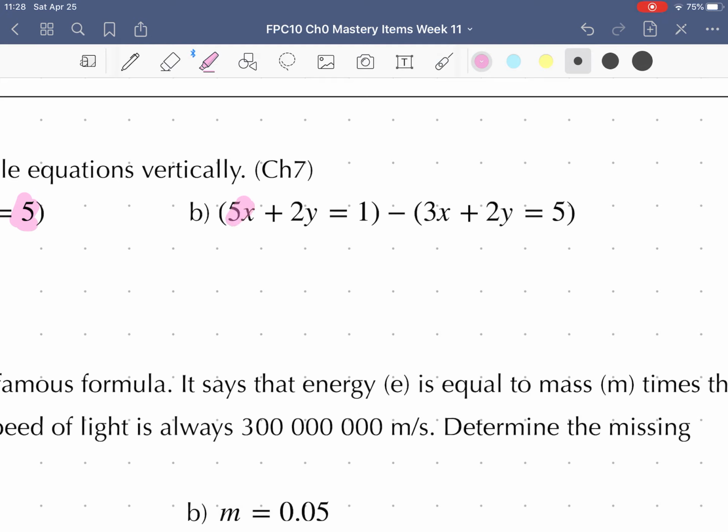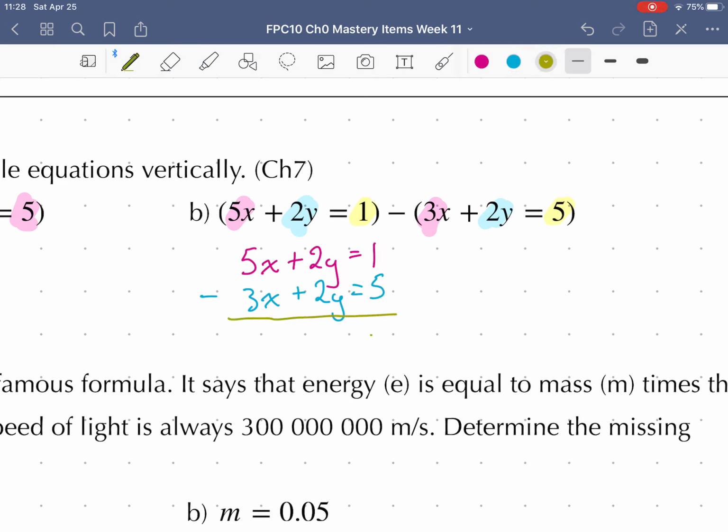Now, likewise, we can subtract, so long as they're in the same order. Let's check to see. They're both in the same order. So let's write the top one first: 5x plus 2y equals 1. And then from that one, we are going to subtract 3x plus 2y equals 5.